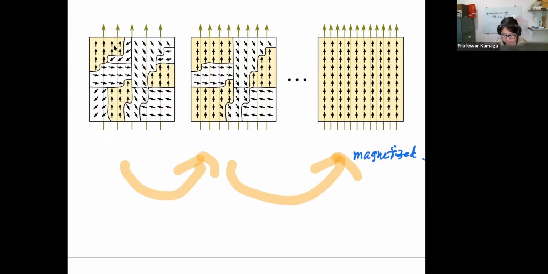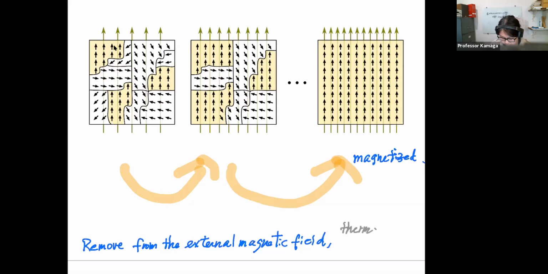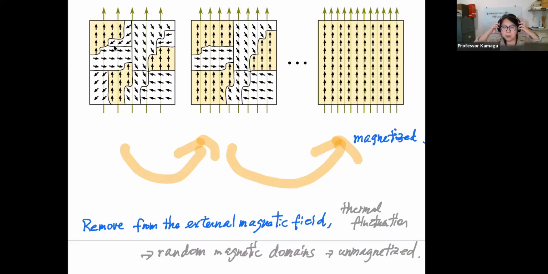But once you remove it from the external magnetic field, thermal motion, thermal fluctuation, causes them to go back to random magnetic domains again, and it becomes unmagnetized. You can imagine that, because they're moving randomly.